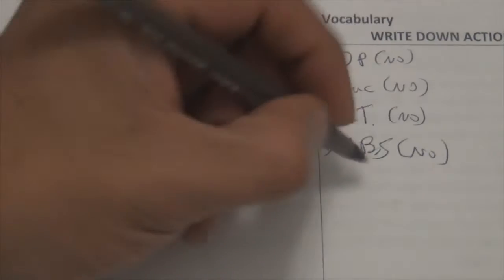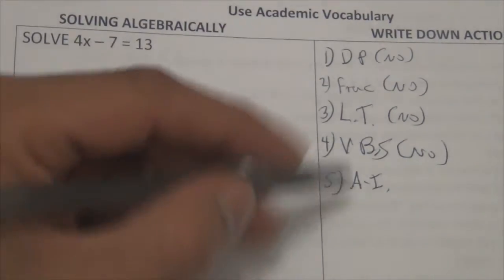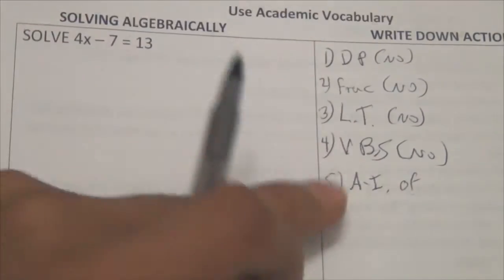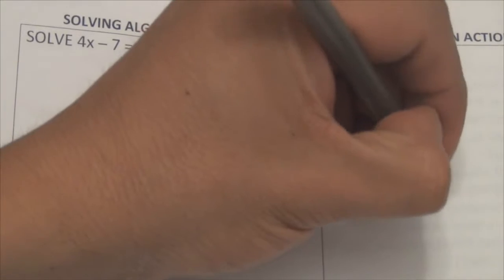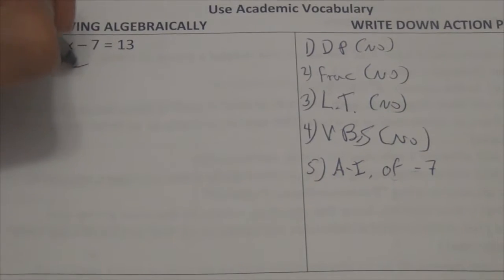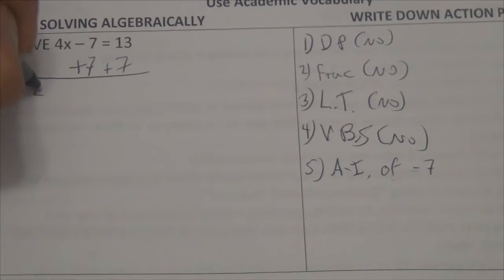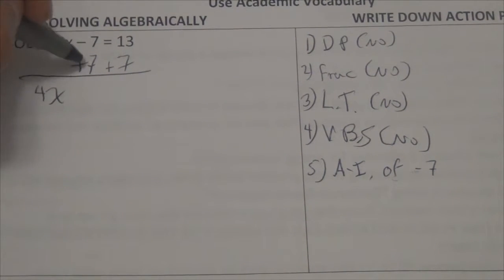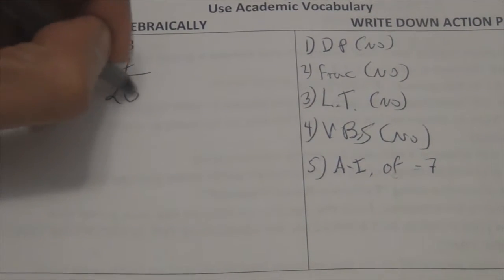And these 2 operations are nothing more than the additive inverse. Additive inverse of what? Of negative 7, which is positive 7. So we bring down the 4x. Negative 7 plus 7 is 0. And then 13 plus 7 is 20.